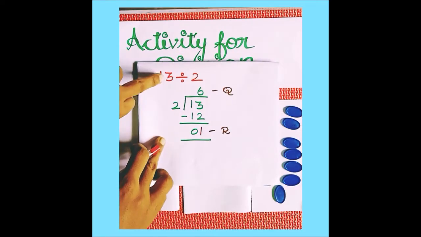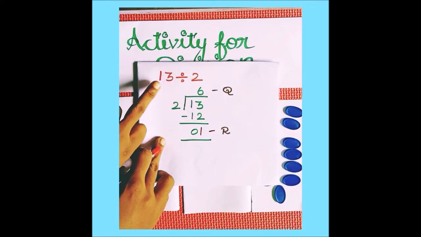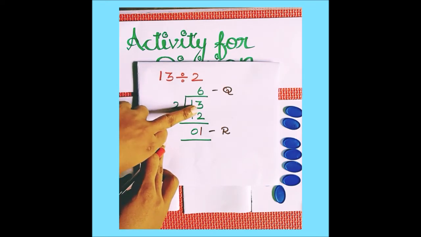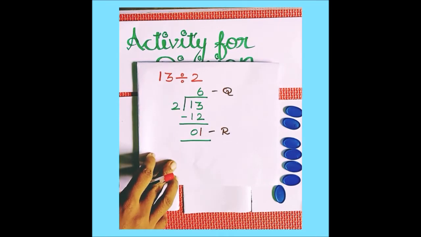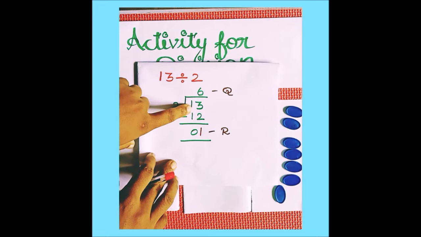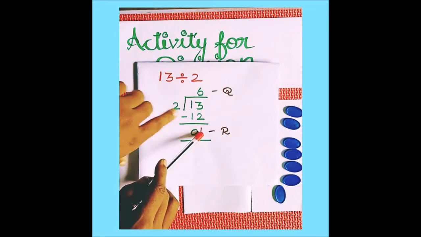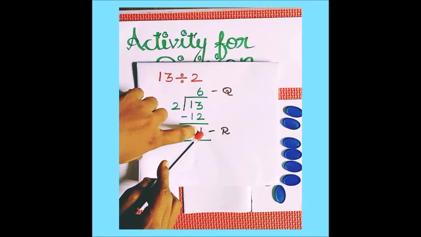See the next sum. 13 divided by 2. So which is our divisor? 2 is the divisor and 13 is the dividend. Now we are going to divide this 13 by 2. In 2 table 13 did not come, so we go to 12. So 12 comes in 2 table how many times? 6 times. So 6 2s are 12. By subtracting 12 from 13 you get the remainder as 1. So while dividing 13 by 2 you get the quotient as 6 and remainder as 1.